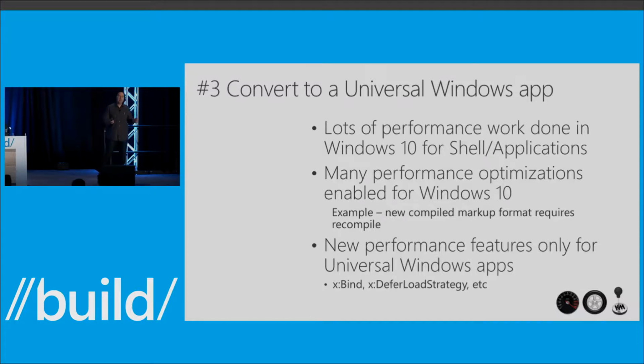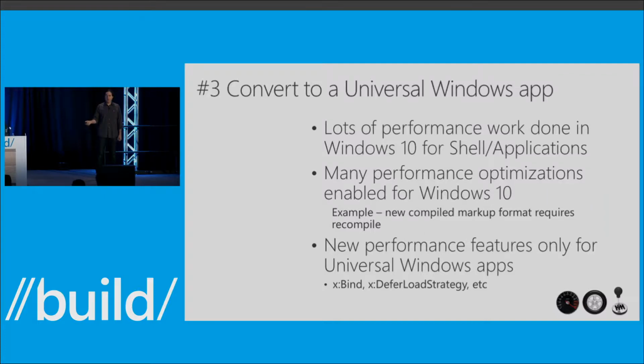For example, in Windows 8.1, we had a binary compressed markup format, so we compile your XAML to a compressed format. And in Windows 10, we've done a lot of work to optimize that format even further, and that requires a recompilation. And as we go through this demo today, as we go through this talk, we'll be showing you a lot of new features that are only available for Windows 10, such as x:bind and x:defer load strategy.